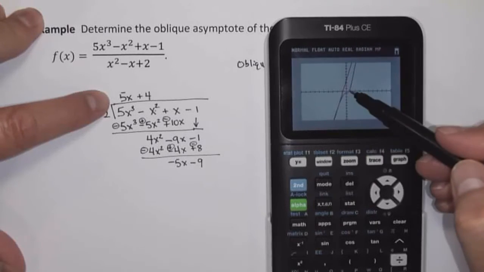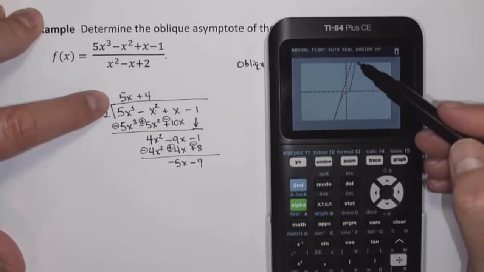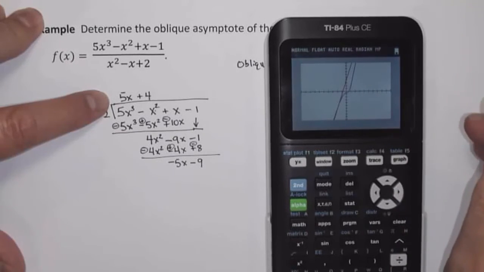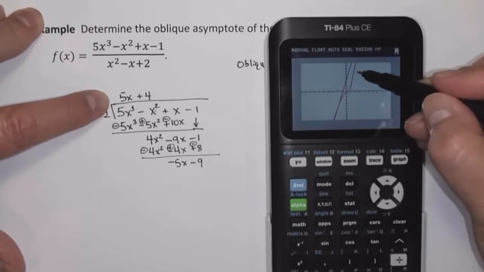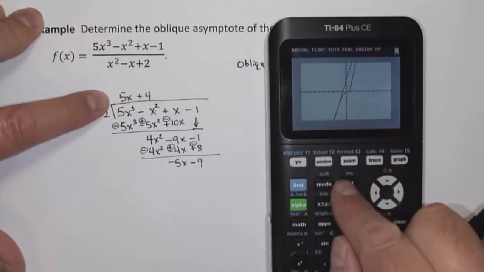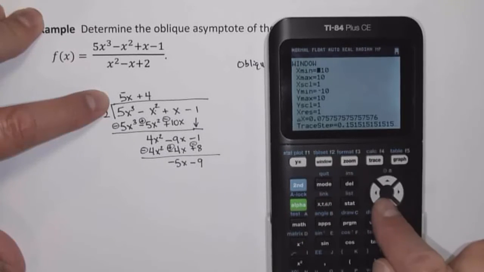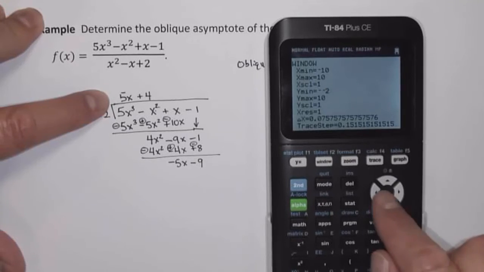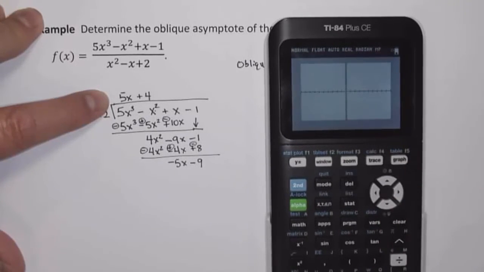And so the blue graph is getting closer and closer to our oblique asymptote as x goes to infinity and as x goes to negative infinity. So we can see that our graph is approaching that. If I look a little higher and a little lower, so if I change my window to view maybe from negative 20 to 20, that may show that even a little more clearly.